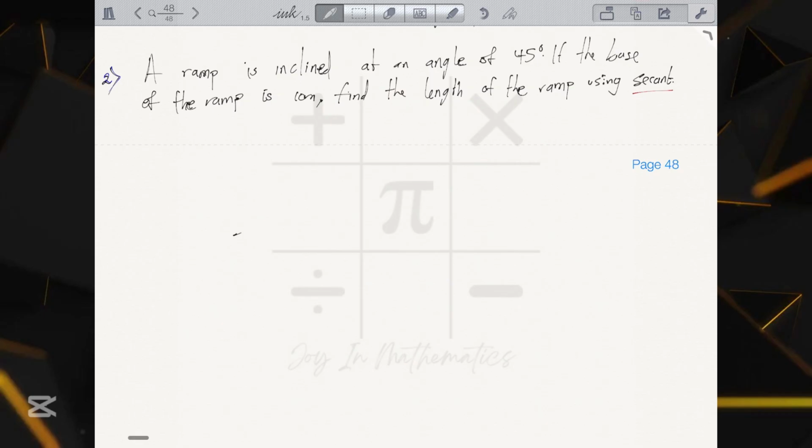We have a ramp inclined to a base, having a height, forming a right-angle triangle. The base of the ramp is 10 meters. We are asked to find the length of the ramp. Let's call it L, and it is inclined at 45 degrees. Now we want to simplify this using secant.